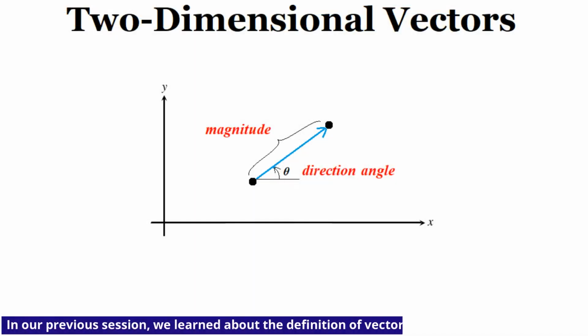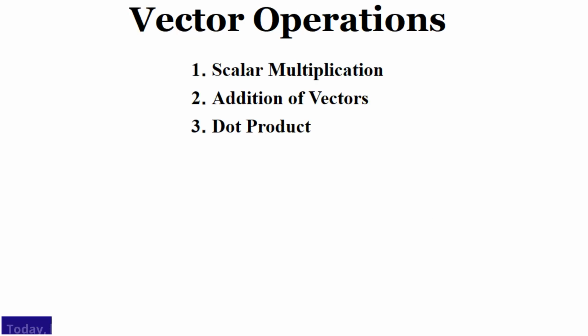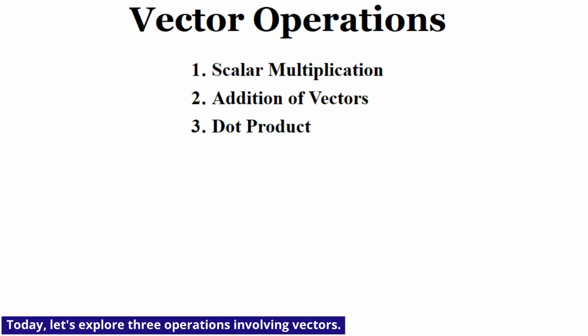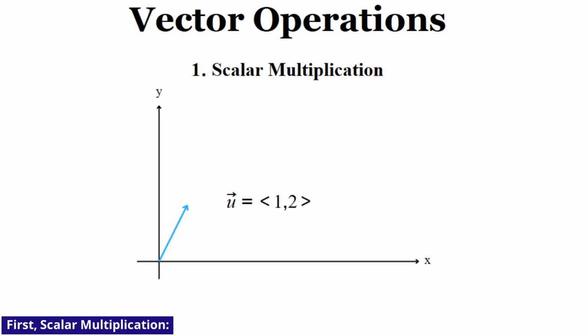In our previous session, we learned about the definition of vectors. Today, let's explore three operations involving vectors. First, scalar multiplication.